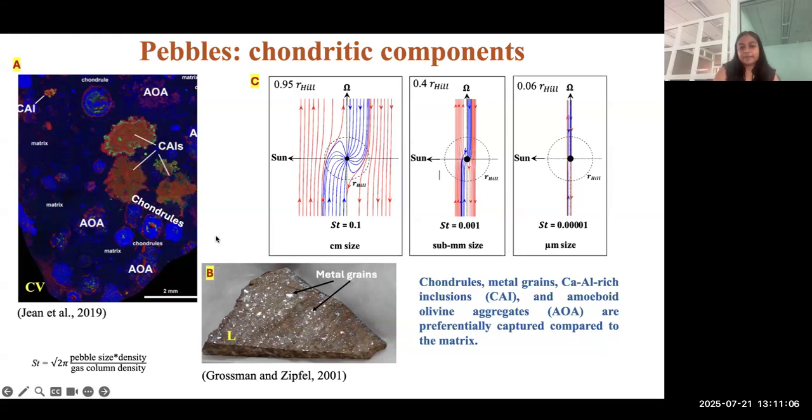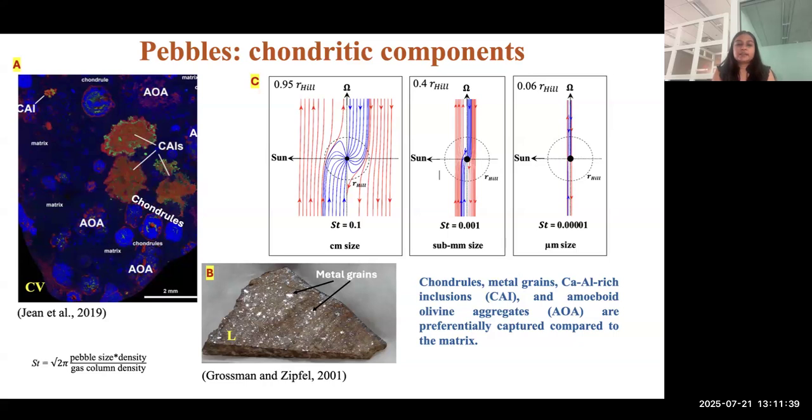Therefore, in figures A and B, I show different chondritic components. Figure A shows an RGB map from Jean et al. 2019, showing different chondritic components like chondrules, refractory inclusions like calcium-aluminum-rich inclusions, and amoeboid olivine aggregates, which are just olivines, and also matrix. And B shows just a picture of an L-type chondrite showing iron grains in it.